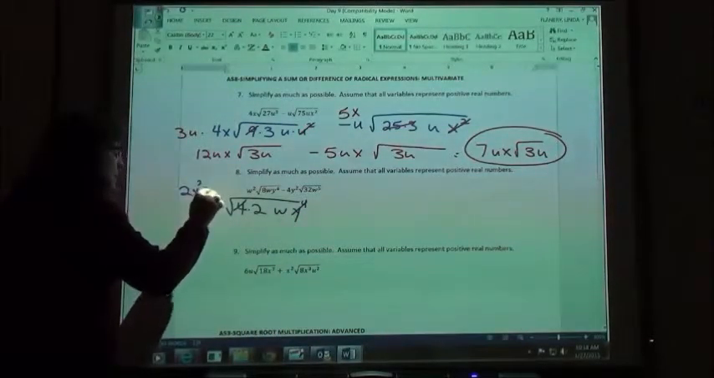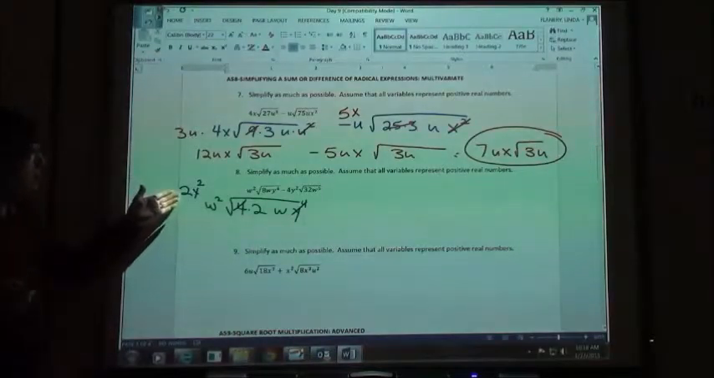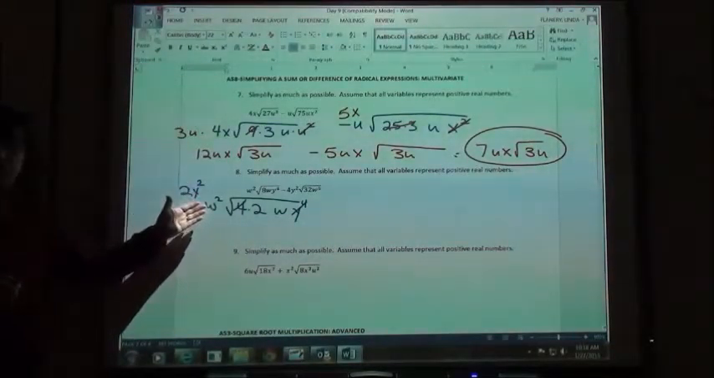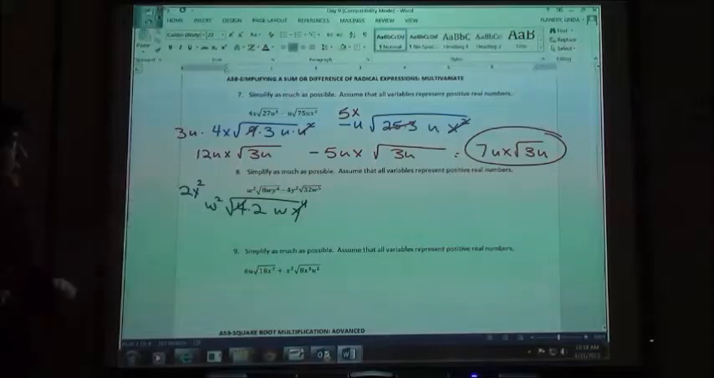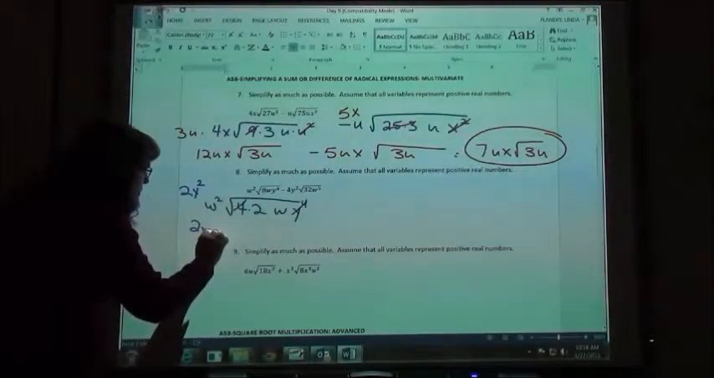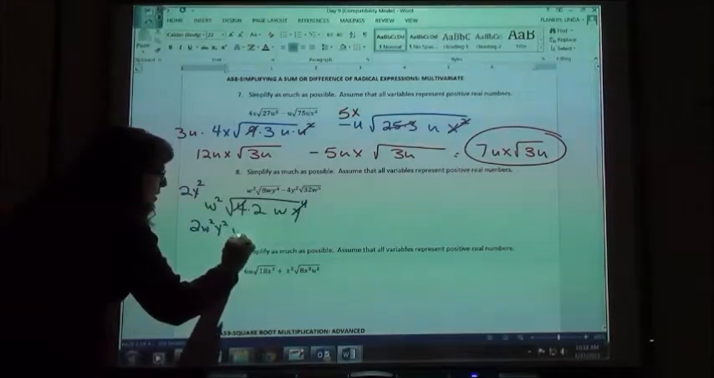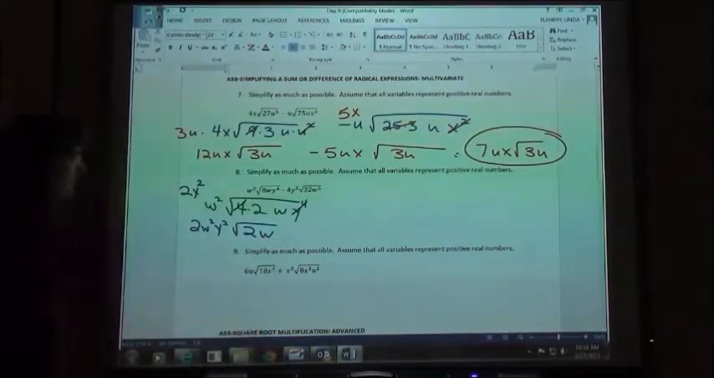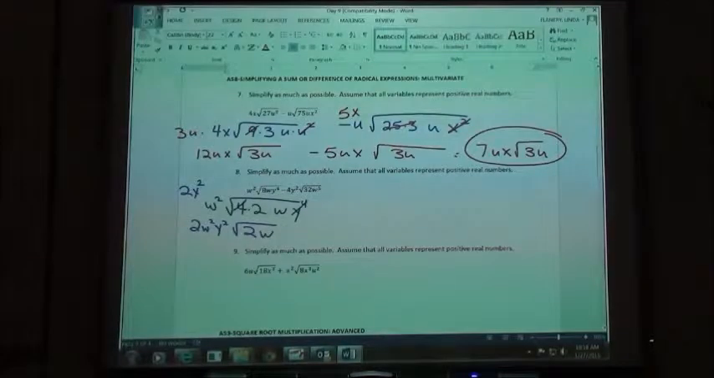y to the 2nd. So it doesn't matter if you write it as 2y squared, w squared, or vice versa. I'm going to put them alphabetically because that's how I like them. So I'm going to write it as 2w squared y squared, square root of 2w. If you switch your w's and your y's around, that's okay. You just want to know that they can be switched around.